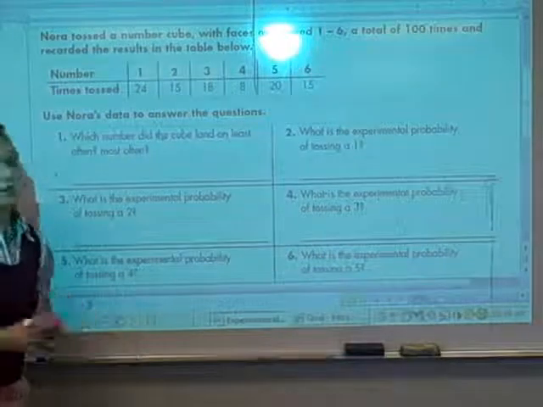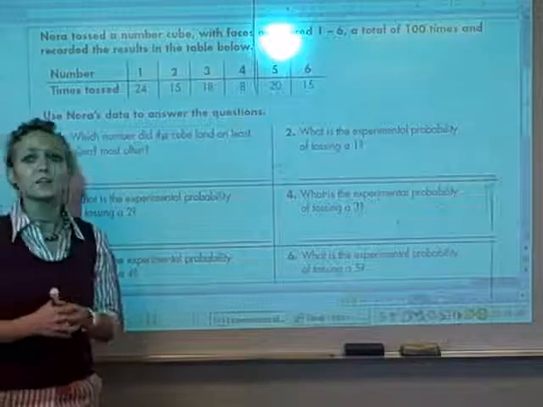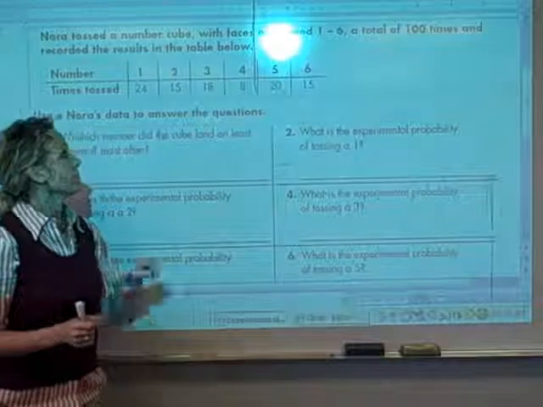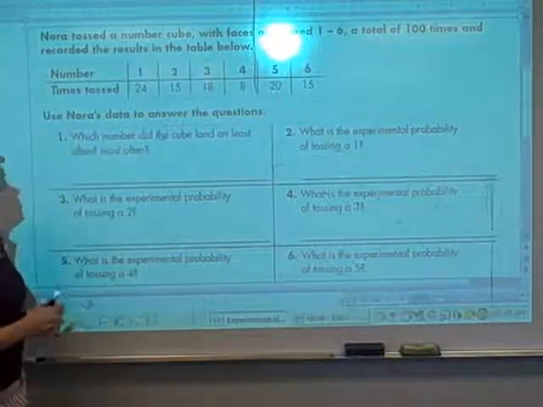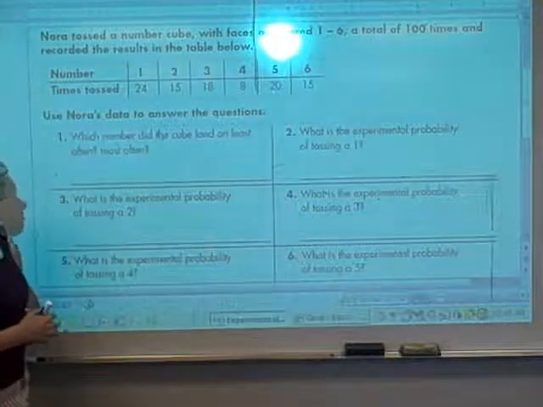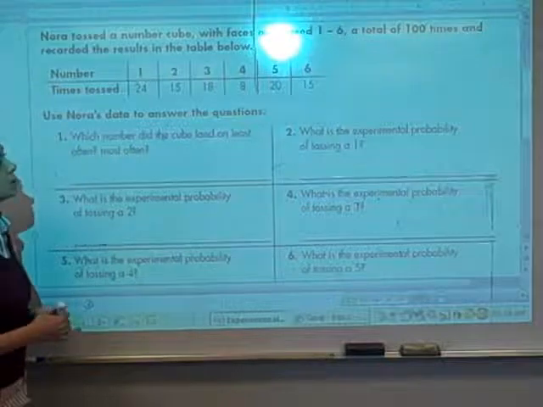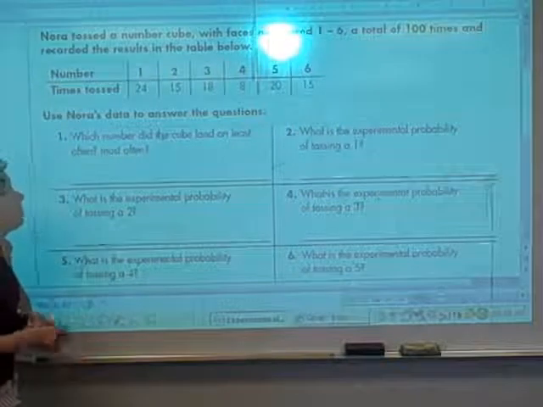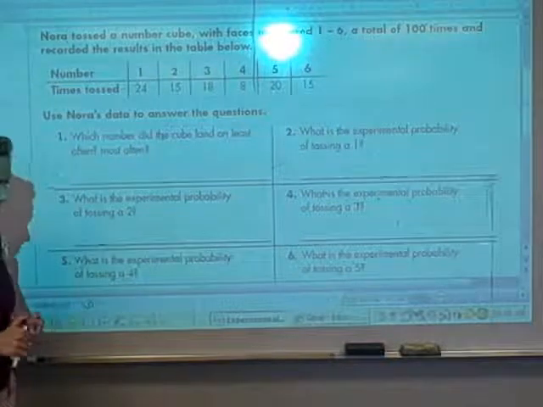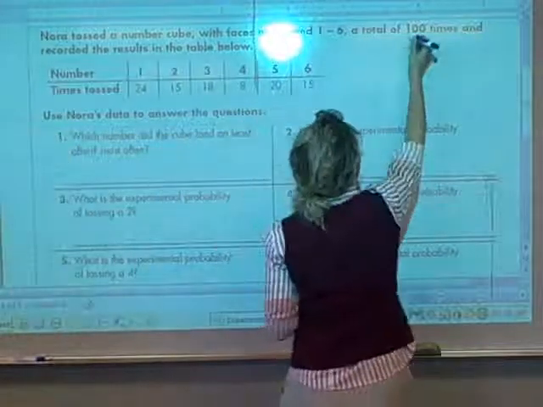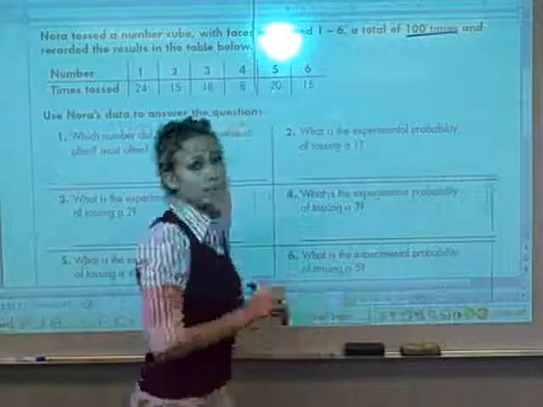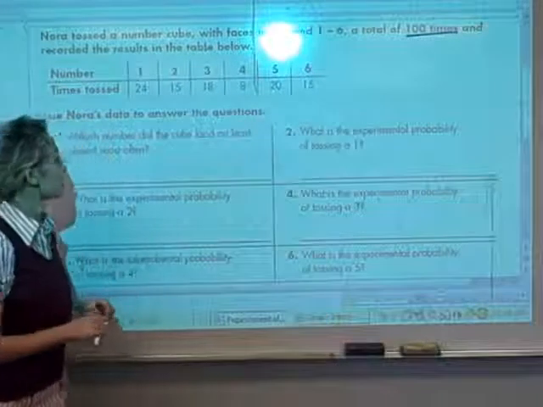Okay, we're going to take a look at our experimental probability worksheet if you need a little extra help. The first thing I'm going to do, let's just read through the problem. It says Nora tossed a number cube with faces numbered 1 through 6, a total of 100 times, and recorded the results in the table below. Okay, I'm just going to make sure I underline 100 times. That's really important we remember that.